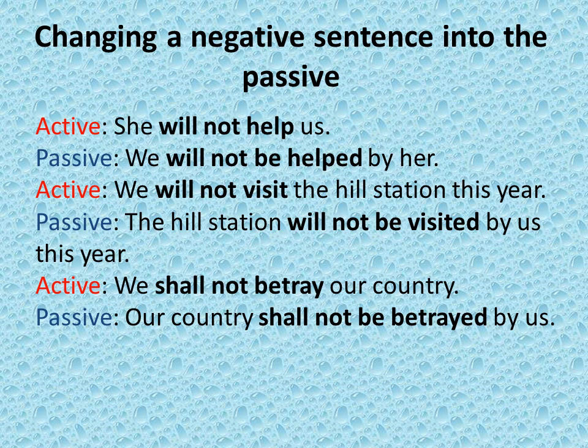When we want to change a negative sentence into the passive, let's see an example. She will not help us. So in the passive form, she will not be helped by us. So we just add the not. Everything stays the same. Another example, we will not visit the hill station this year. Passive form, the hill station will not be visited by us this year.